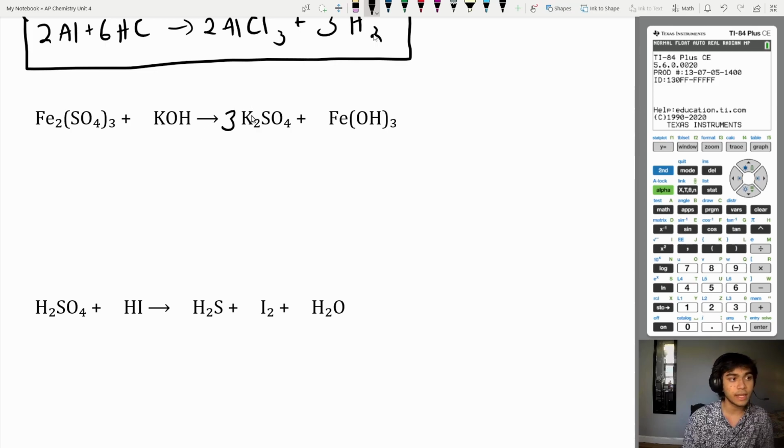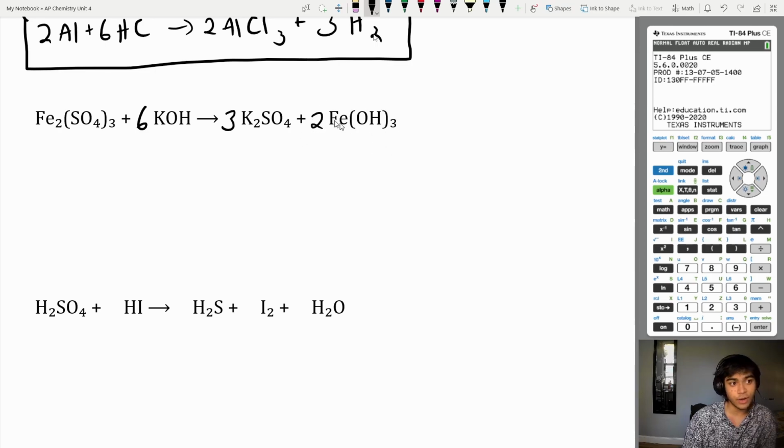And what that does is that it throws the potassium count out of balance. We have 6 potassiums on the right and only 1 on the left. So now let's add a coefficient of 6 on the potassium hydroxide to balance out the potassium. And what this does is that it throws the hydroxide count out of balance. We have 6 hydroxides on the left and only 3 on the right. So let's add a 2 here to balance that out.